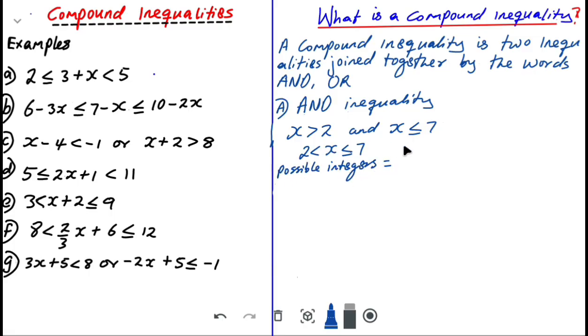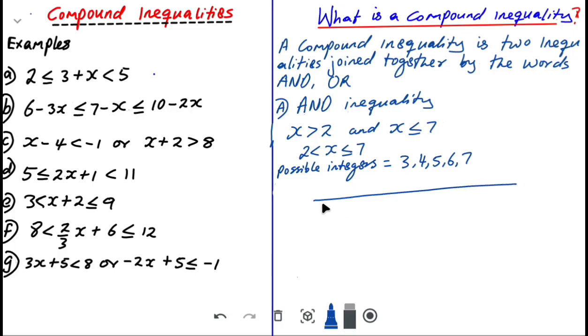Since x is greater than 2 and x is less than or equal to 7, the number range is between 3 and 7. So let's list out the possible values: 3, 4, 5, 6, and 7. Now, we can as well represent this expression on a number line.